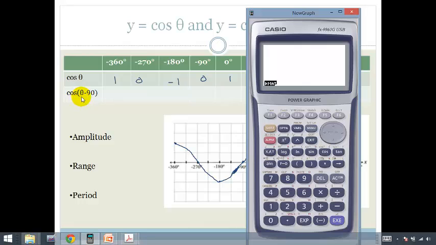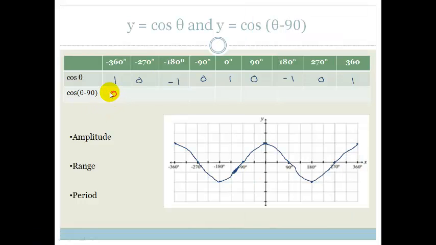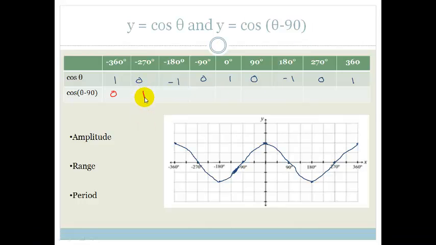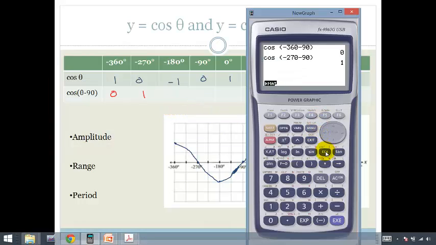Now we're going to say cos of theta minus 90. So we're going to go cos of bracket minus 360 minus 90. Remember again, your calculator has to be in degrees, and we get a value of 0. Now let's do the next one to see if we can get a pattern. So we get cos of minus 270 minus 90, and that is 1. Cos of bracket minus 180 minus 90 is 0.